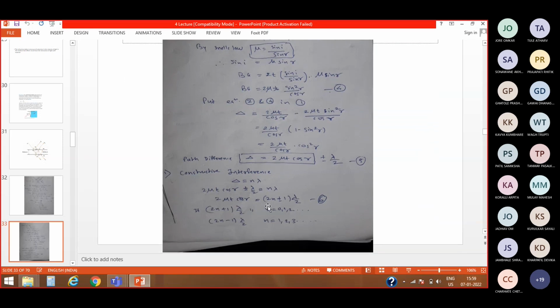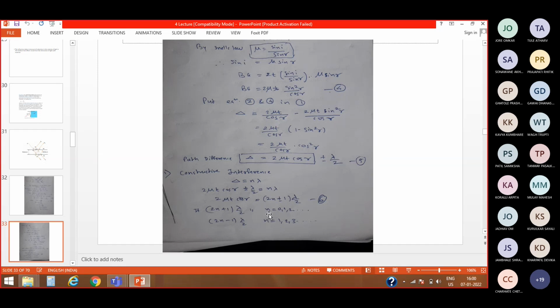Now we will see constructive interference. Constructive interference is given by delta is equal to n lambda. But what is delta? Delta is equal to 2 times mu t into cos of r plus or minus lambda by 2, which is equal to n into lambda. Lambda is the wavelength of light, mu is the refractive index, t is the thickness. So I can move this lambda by 2 to the right hand side. Then I got the equation 2 times mu t into cos of r is equal to 2n plus or minus 1 into lambda by 2. This is equation number 6. So this is the condition for constructive interference.